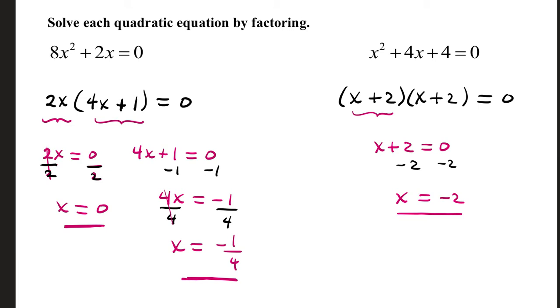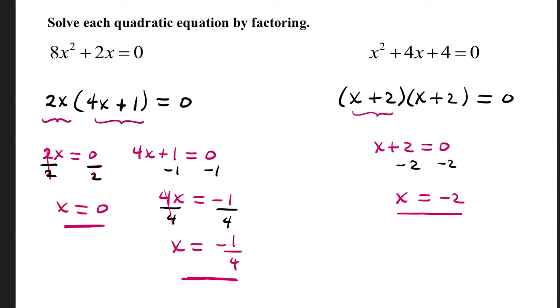The top left example, we have 8x squared plus 2x equals 0. Both of these terms are divisible by 2x. 8x squared divided by 2x is 4x. 2x divided by 2x is 1. That creates two factors, both of which are linear. 2x equals 0 whenever x equals 0. 4x plus 1 is equal to 0. By subtracting 1, you have 4x equals negative 1. Dividing by 4, you get x equals negative 1/4.